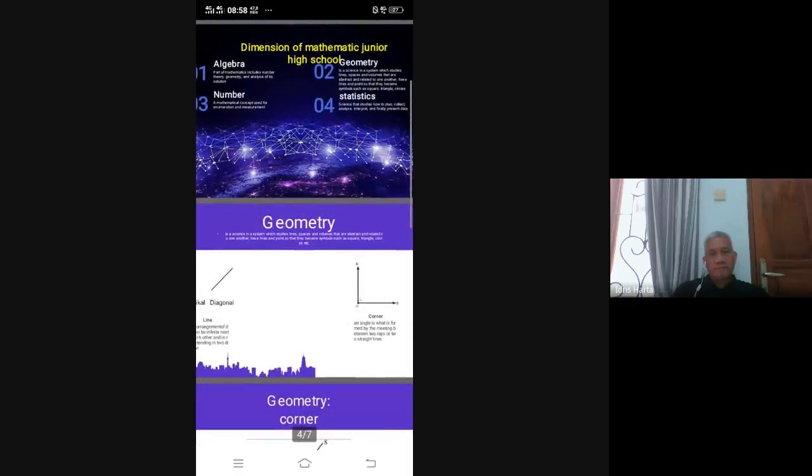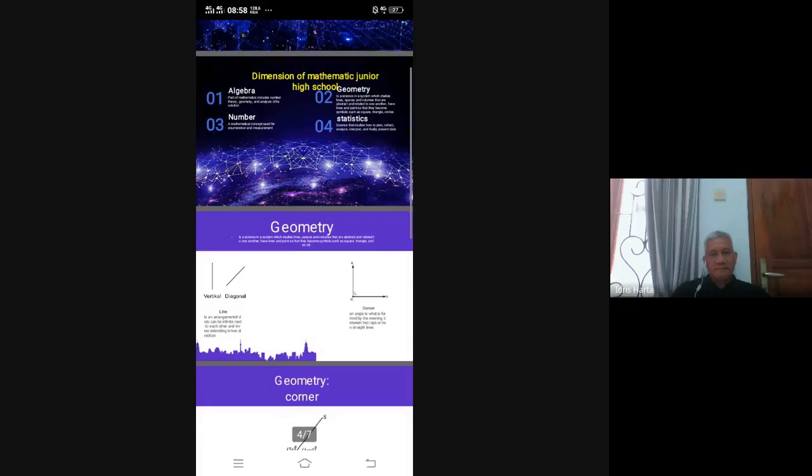And the next slide, we will discuss geometry. And the definition of geometry itself is a science in a system which studies line, space, and volume that are abstract and related to one another, have line and points so that they become symbols such as square, triangle, and circle.